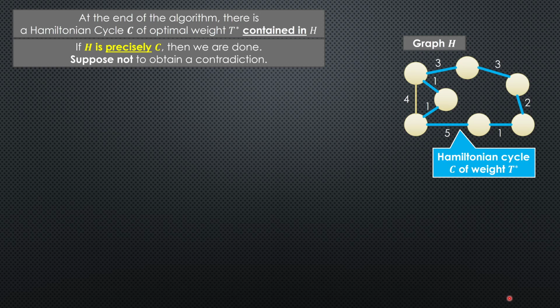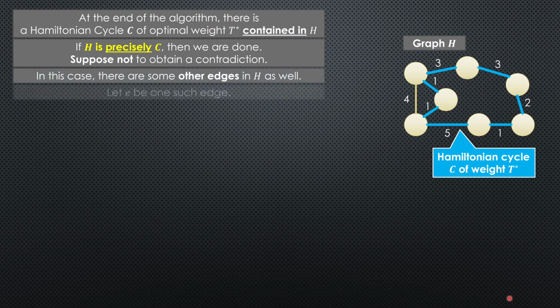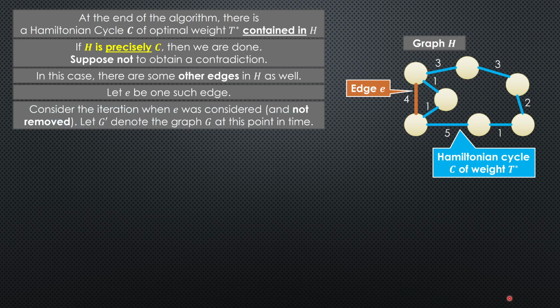Well, then H must contain some extra edges. So consider some edge E that's an extra edge beyond C. In addition to C, there's some extra edges, and let E be one of those extra edges. Consider the iteration when E was considered. Remember, our algorithm considers edges in iterations of that loop. We loop over all the edges, and in each step, we either remove an edge or keep it. And at the end, H contains E, so E was not removed in the iteration where it was considered.